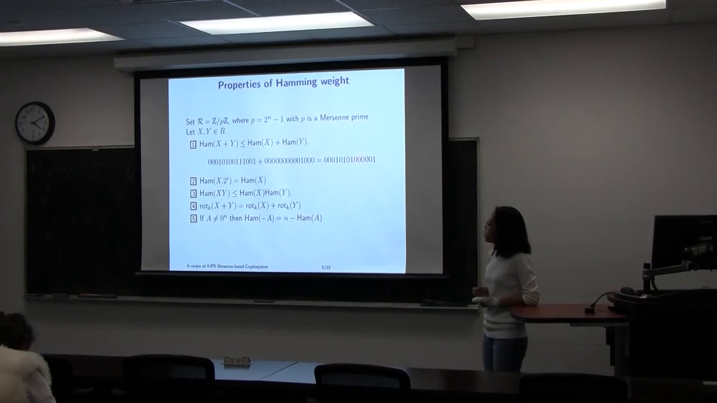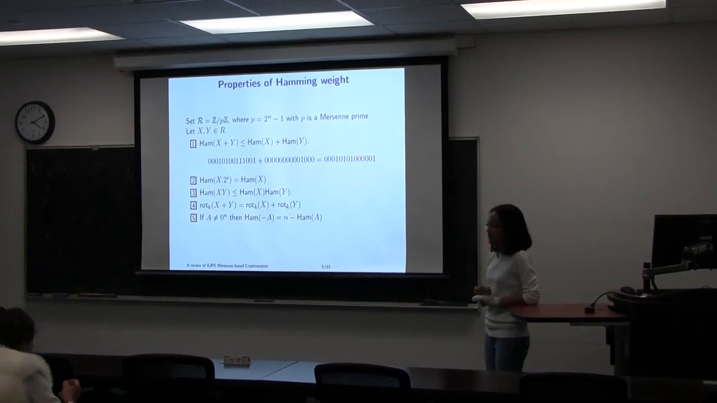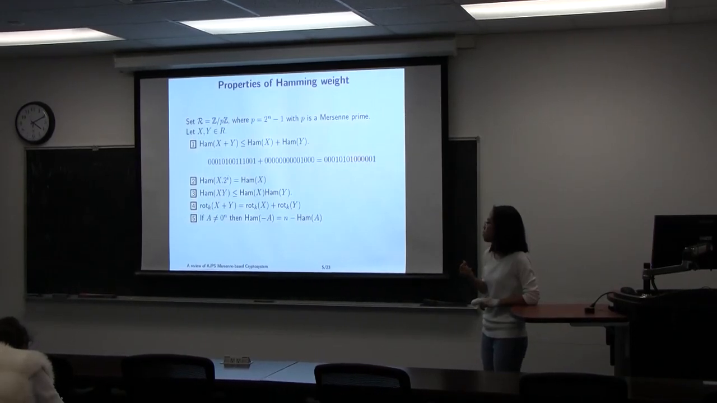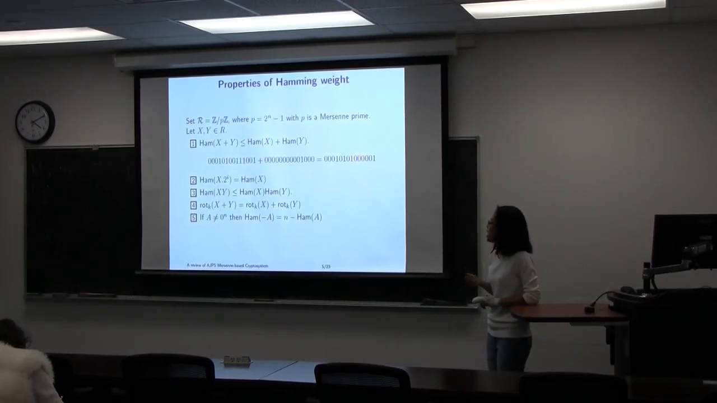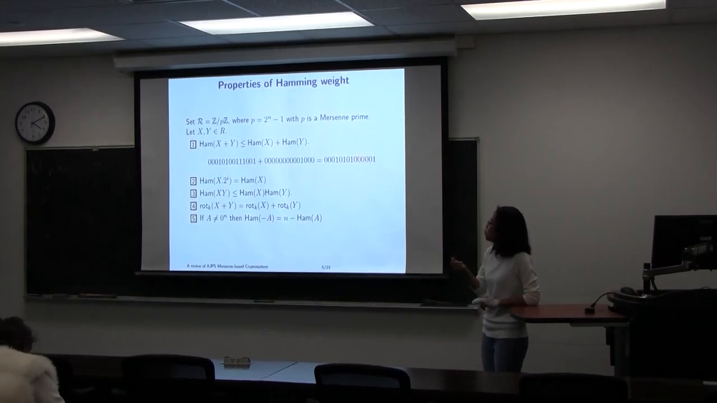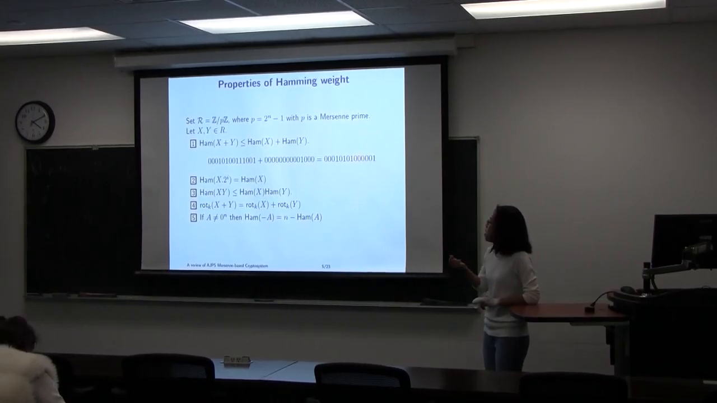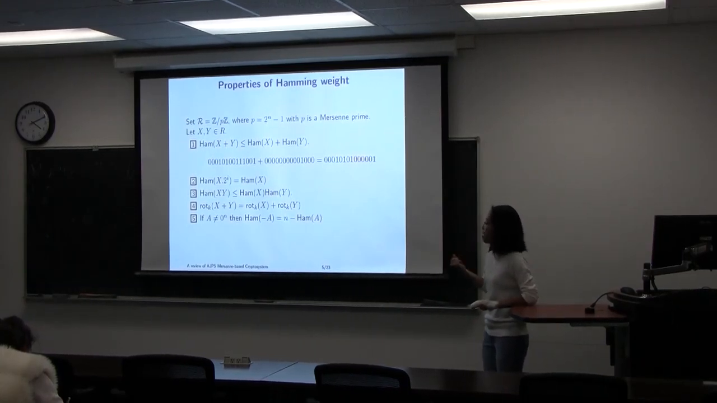The second property is that if we have an element x belonging to R, and then we rotate its binary representation, the number of ones in this binary representation stays the same. The third property is that if we have a product of two numbers, the Hamming weight of the product will be smaller than or equal to the product of their Hamming weights.